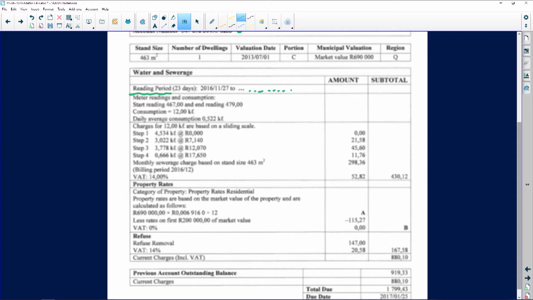So it says to us there meter readings and consumption, and then we've got the start reading. So when they went and they read it and they plugged in, it was at 467, and then at the end it was at 479. The consumption is even calculated for us. Beautiful. The consumption was 12 kiloliters. Daily average consumption is also given to us there. Nice one. And then we've got our nice tariff steps going on over there, and the monthly charge that we've been given, and the billing period. That's so beautiful. Everything has basically been given.